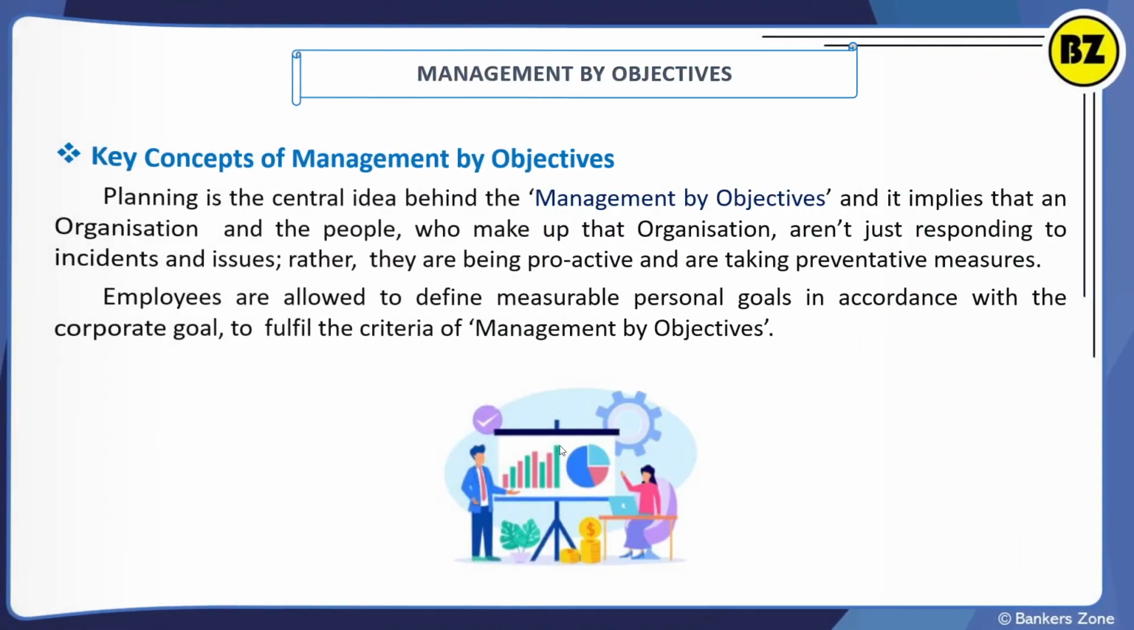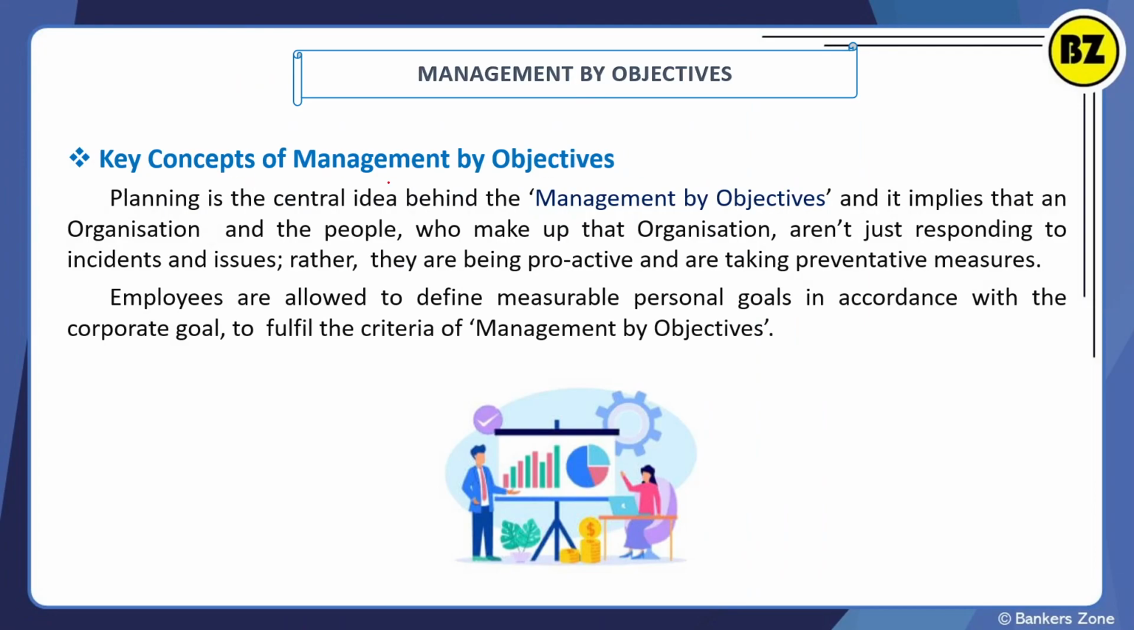Now see here, the key concept of MBO. What do you mean by the key concept of management by objective? Planning is the central idea behind MBO. What is MBO? Planning the goals. So that's why you can say planning is the central idea behind management by objective. It implies that the organization and the people who make up the organization aren't just responding to incidents and issues, rather they are being proactive and taking preventive measures.